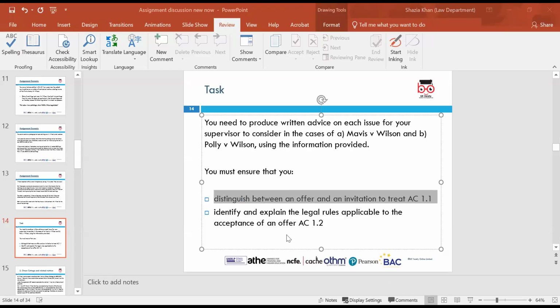Okay, the second task, so would you put that as a heading? How would you do that for the first part?